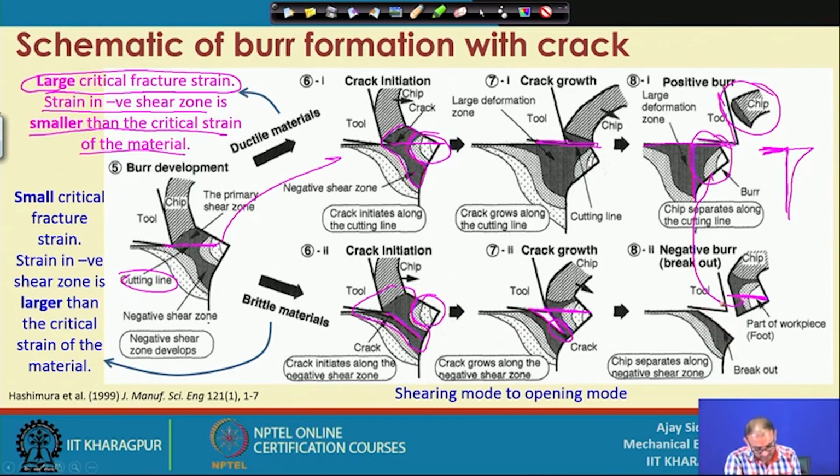So now this much material is removed, and this part of the workpiece written here is called the foot. One researcher has given it that name, the foot bar, and this is called the breakout. It is a breakout because the crack is initiated in this location, and because of that you get a chip out of this part, but there are still some burrs available.